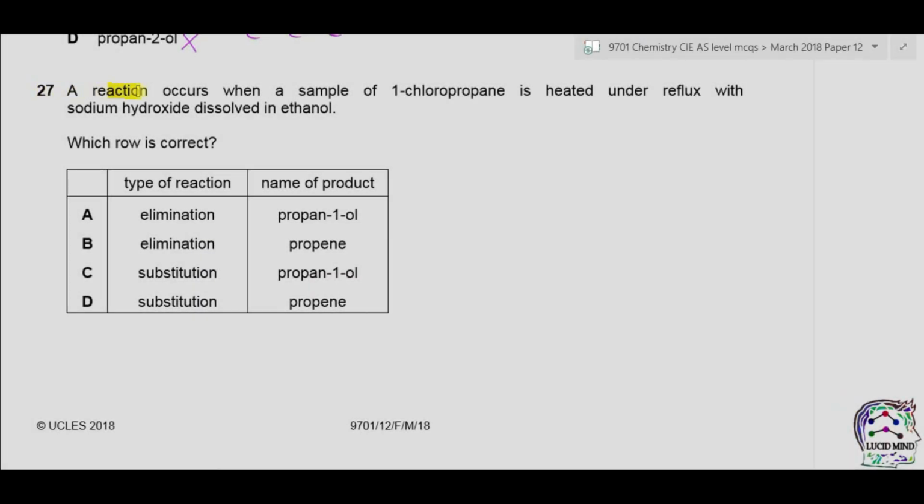Question 27. A reaction occurs when a sample of 1-chloropropane is heated under reflux with sodium hydroxide dissolved in ethanol. Which row is correct? 1-chloropropane means we have 3 carbon atoms and chlorine is present on the first carbon. Upon reaction with sodium hydroxide in ethanol, elimination takes place.